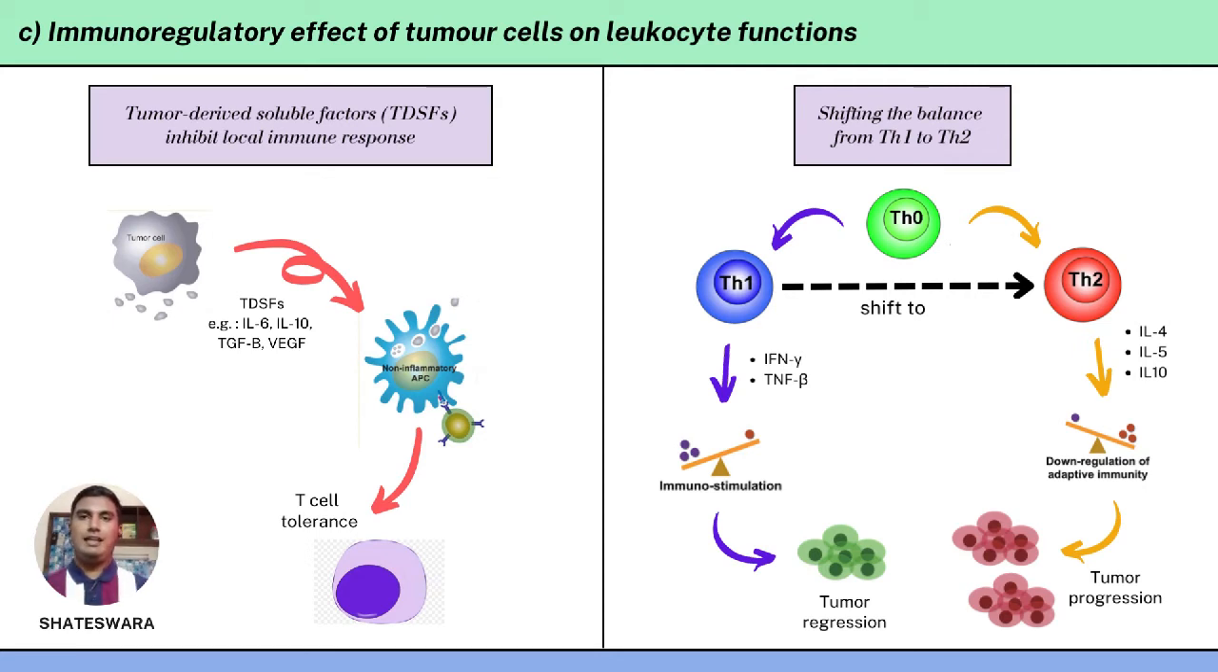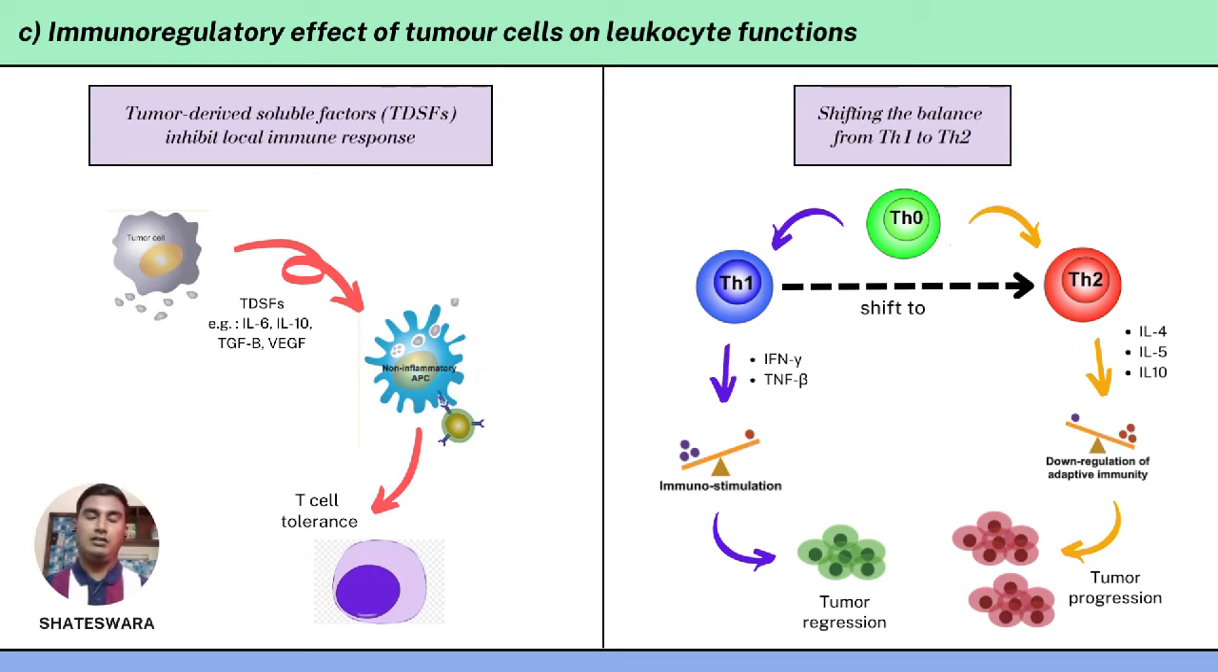growth. Next, tumors often have the potential of shifting the balance from T helper 1 to T helper 2 cells. The main role of Th1 cells is to stimulate cell-mediated immunity, while Th2 cells primarily assist in stimulating B cells to make antibodies. Th1 type of immune response is characterized by cytokines which are produced by Th1 CD4 plus lymphocytes, the main being interferon gamma and tumor necrosis factor beta, which are the chief pro-inflammatory factors. By contrast, Th2 cytokines such as interleukin-4, interleukin-5, and interleukin-10 tend to produce anti-inflammatory responses.